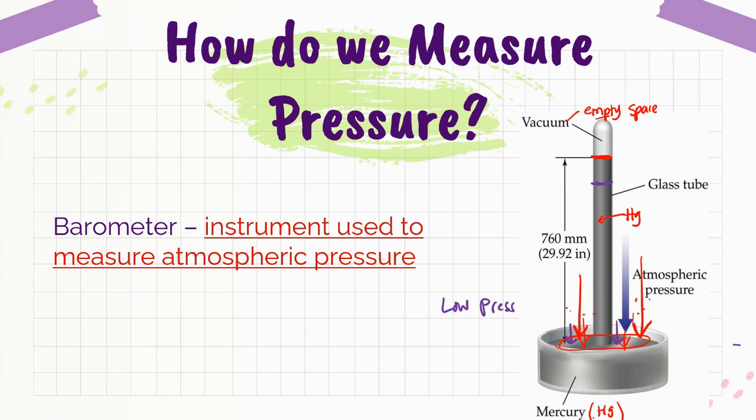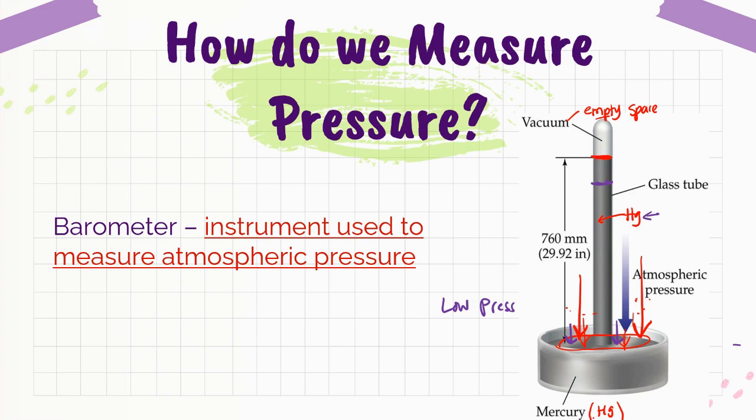So what happens is the push or the weight of the mercury inside is going to have to level out with the push of the atmosphere outside. So basically, a barometer acts like a balance. The weight of the atmosphere, which is the air outside, is going to end up equaling out to the height of this column. Now, the reason they use mercury is because mercury is very dense.